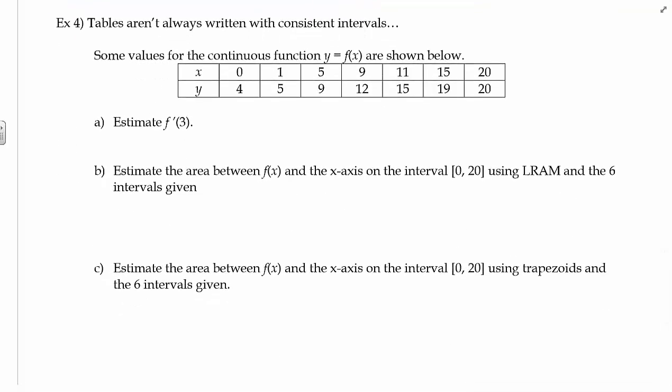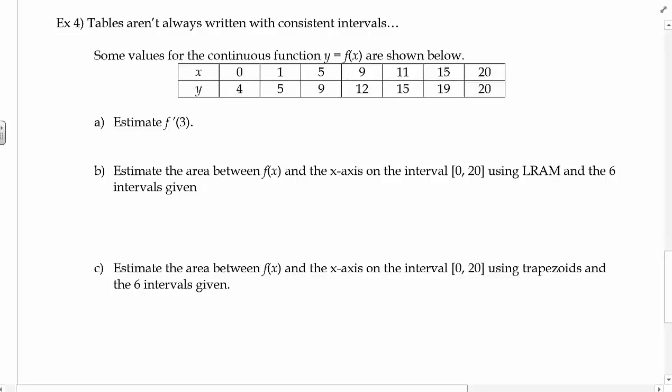All right, now, last but not least, this is something that hasn't come up yet. One of the things I keep talking about is that your partitions, when we've been doing it, are all equal widths, but that isn't always the case. When it's not going to be the case is when you have a table and you need to check, all right, what are all my partitions here? So here's a function, and I give you certain values inside of it. So the first thing I ask is estimate f prime of 3.